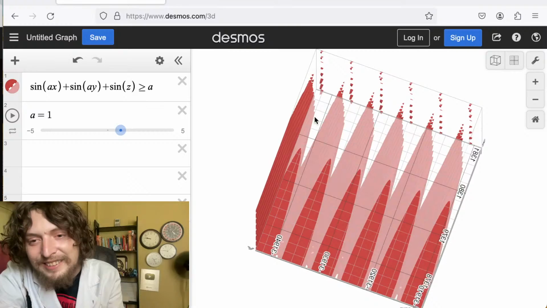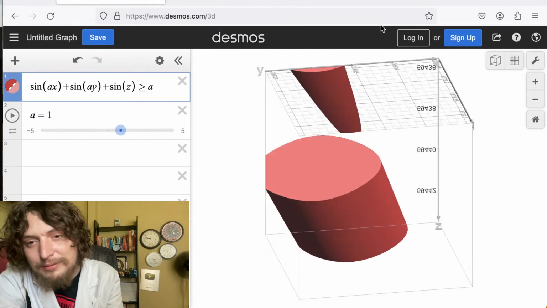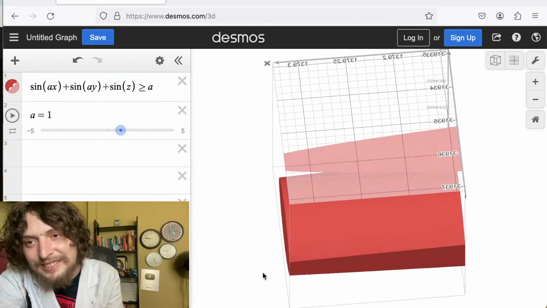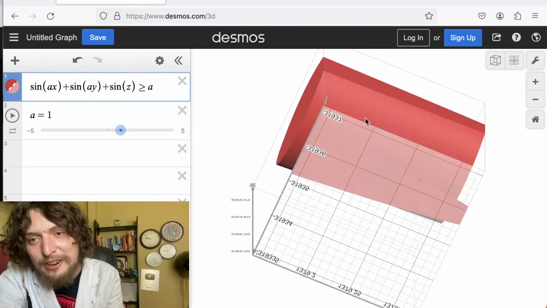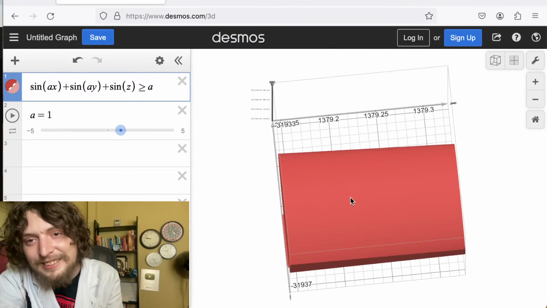Okay, now we're getting closer. And it's getting harder to read the numbers. Where's the right orientation of these numbers? It's hard to twist around. What? Okay.